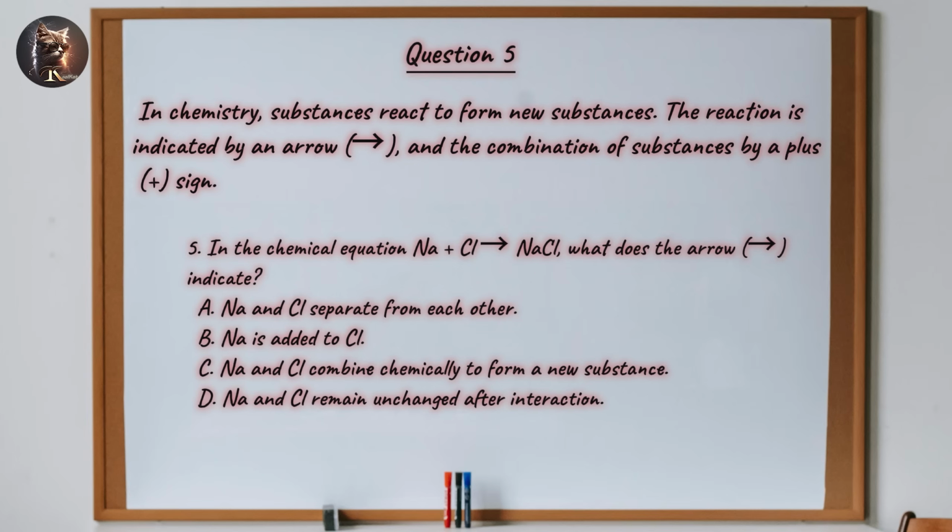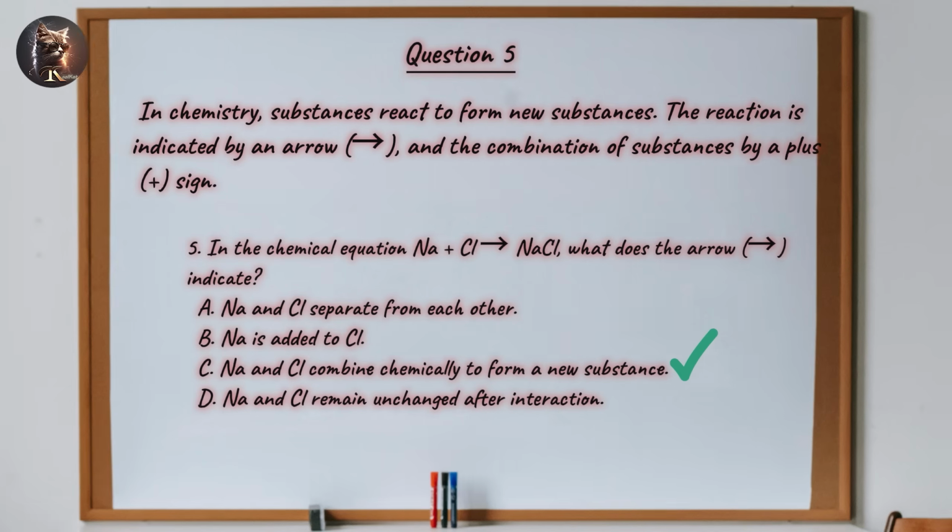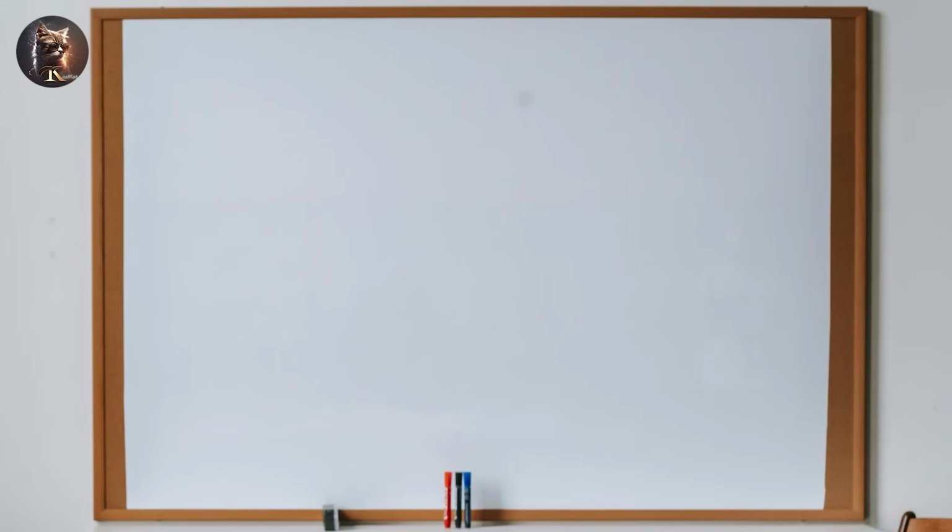But option C is exactly right. It matches the meaning we discussed. The arrow means that sodium and chlorine chemically react and combine, creating a brand new substance, sodium chloride. Did you pick that one? Great job if you did. Let's keep going. Let's move forward and take a look at the next passage.